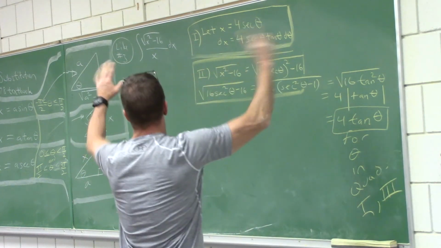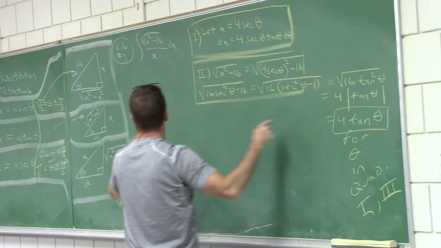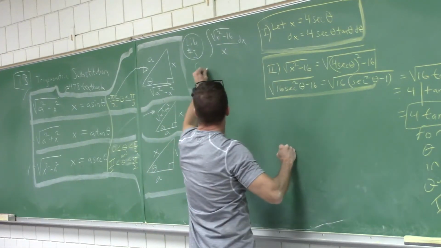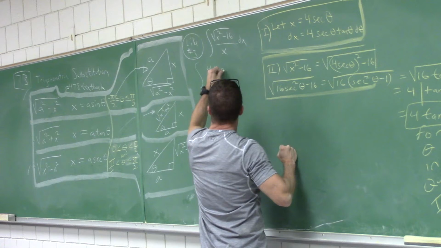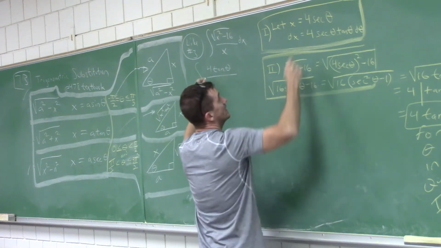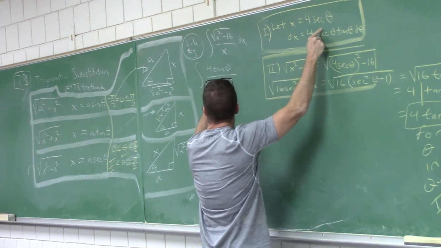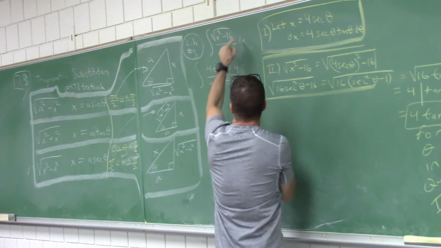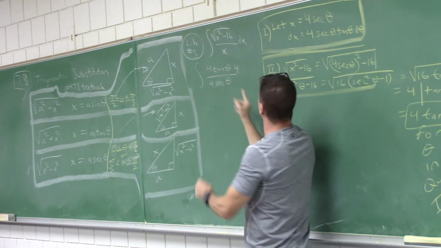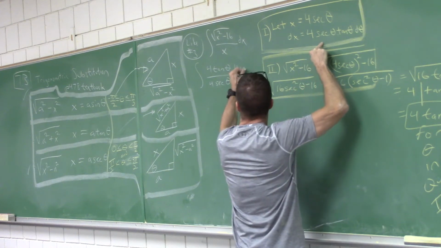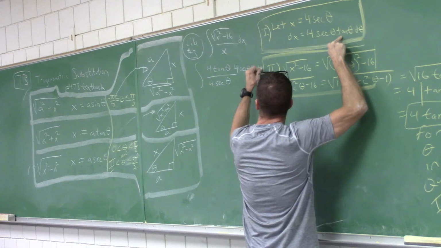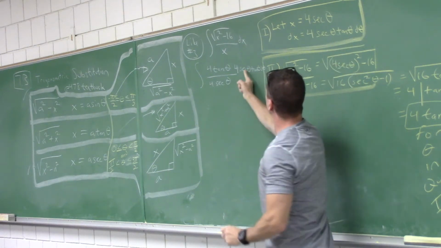Everyone, I'm ready to substitute. We don't have to put those bars, so I'm going to take off this. What's this become? Just a 4 tan theta, right? Cool. What replaces the x? 4 secant theta. And what replaces the dx? 4 secant theta tan theta d theta. This dx, by the way, is up in the numerator. I was able to squeeze it all in there.